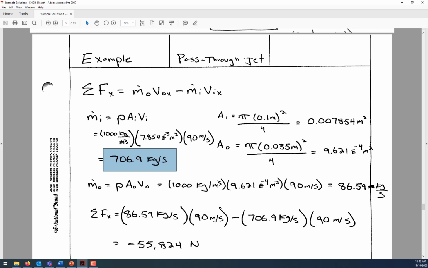So to find the sum of the forces, here you can see it's the out mass flow rate and the out velocity, and that's positive because it's to the right, and there's no sine or cosine required because the jet was moving entirely in the x direction, and then minus the mass flow rate in and the velocity in. And so what this is saying is that you have to push, because of the minus sign, you have to push to the left to hold the system steady.